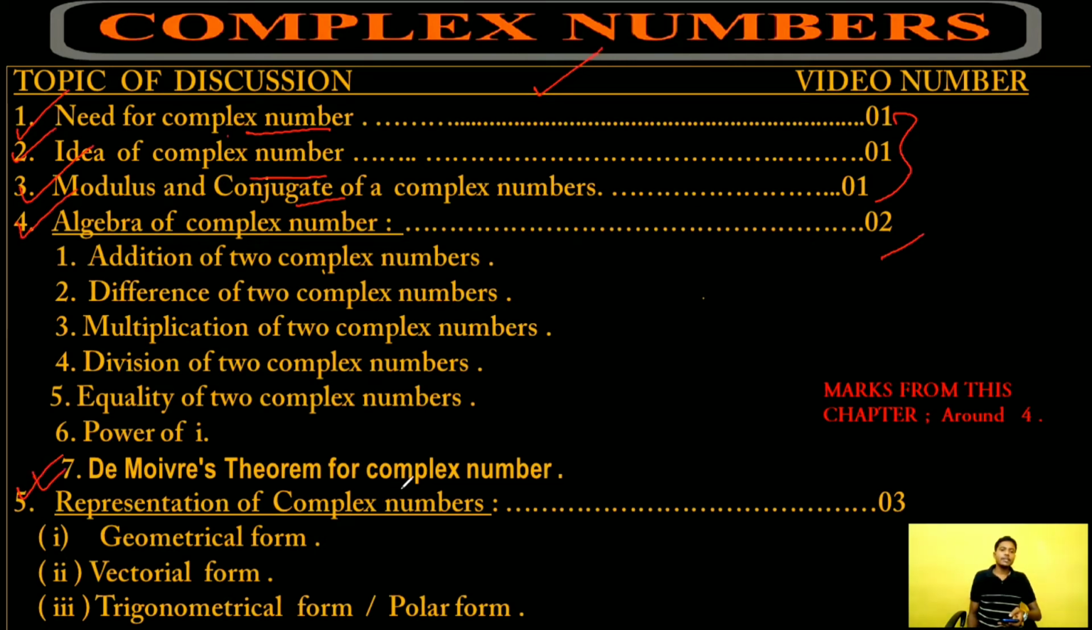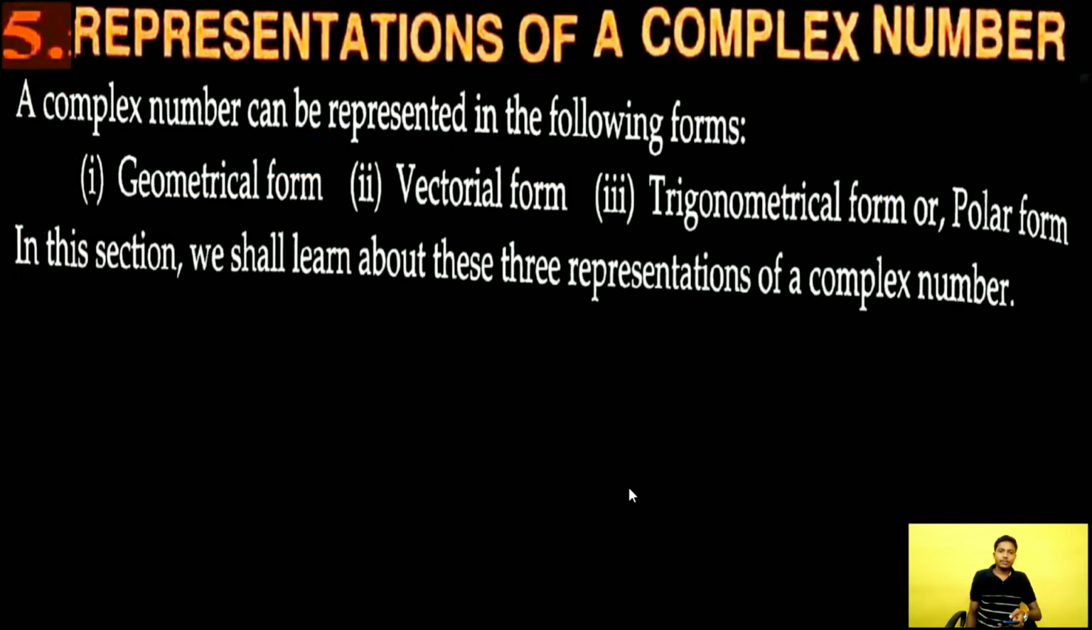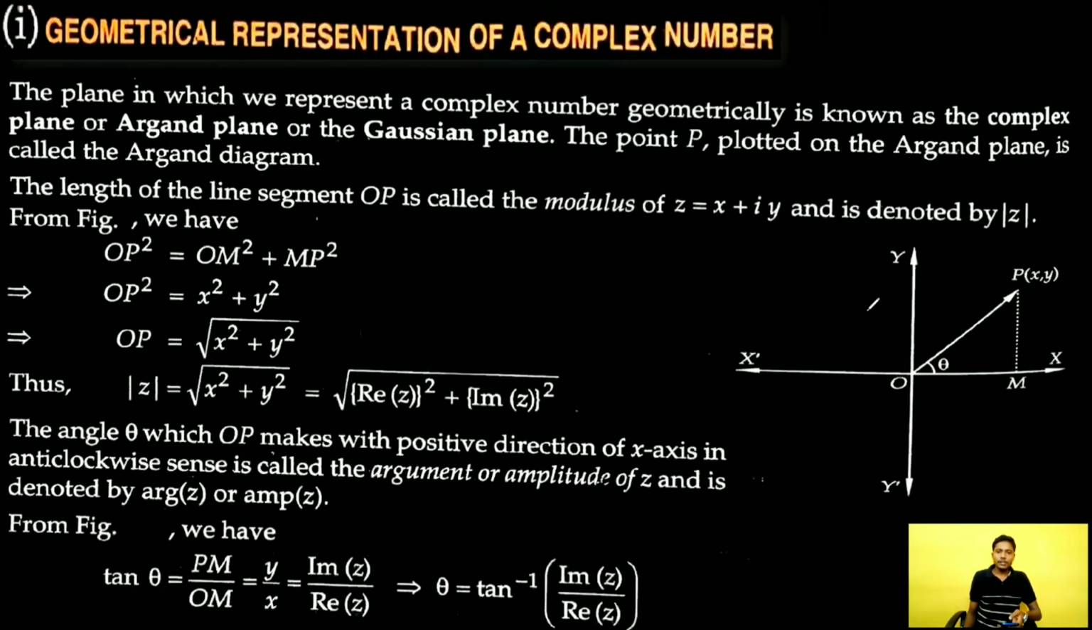Representation of a complex number is divided into three sections: geometrical representation, vectorial representation, and trigonometrical representation or polar form. These are the three categories. First, geometrical representation. In geometrical representation, a point P(x, y) lies on this complex plane.